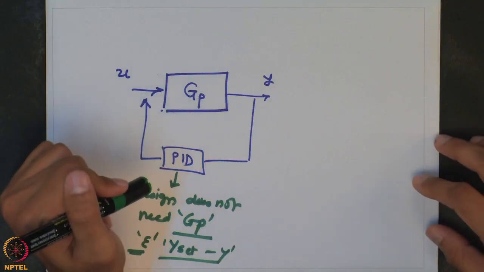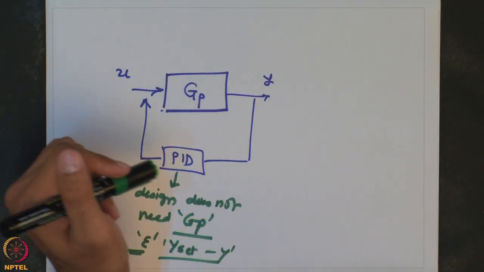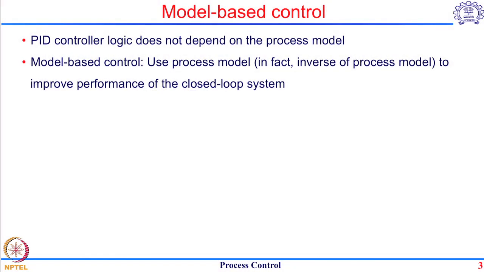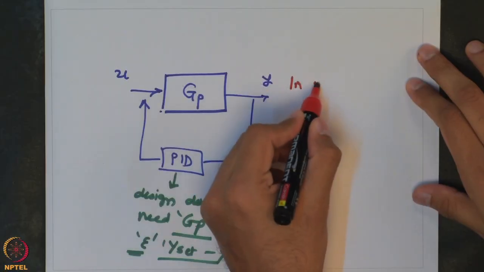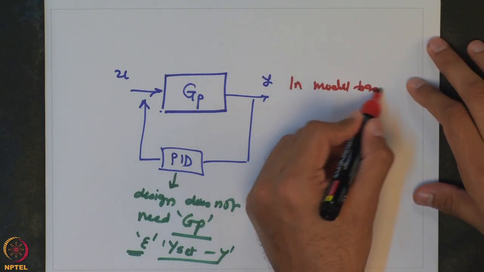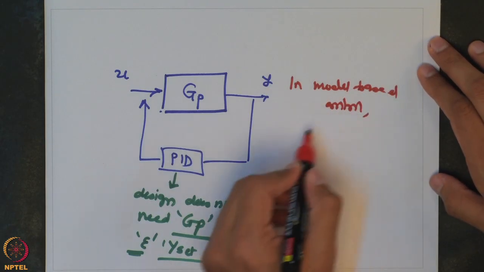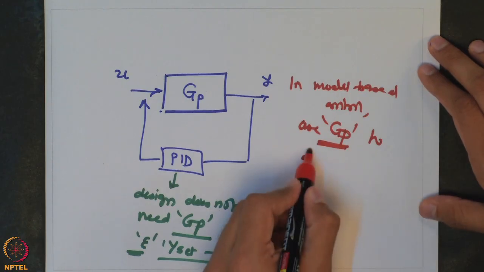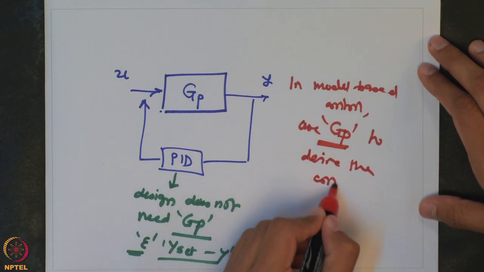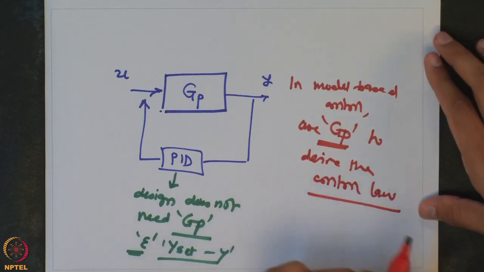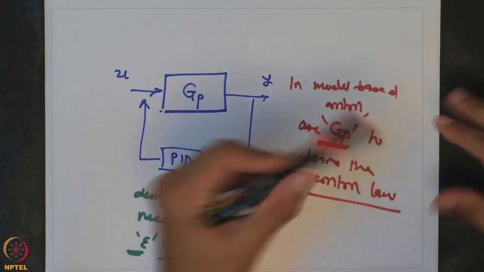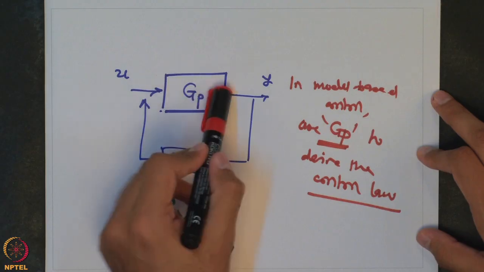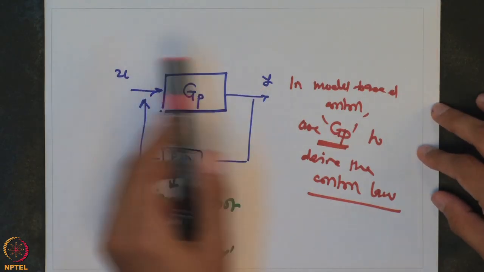As long as you know this relationship has a positive effect or a negative effect in terms of gain, the controller would work fine. What we are now looking at in terms of model based control is, can we use this GP? So in model based control, we use this GP to derive the control law. So when you do that, it will be a model based control, because your control law is dependent on the model between the output and the input.